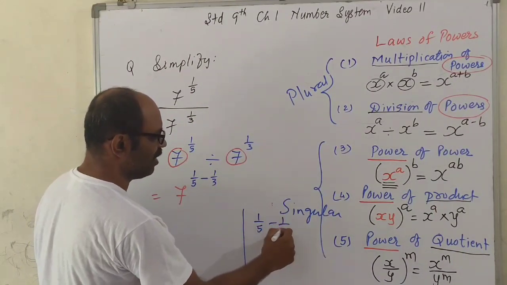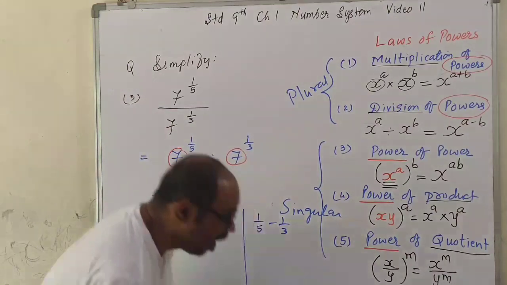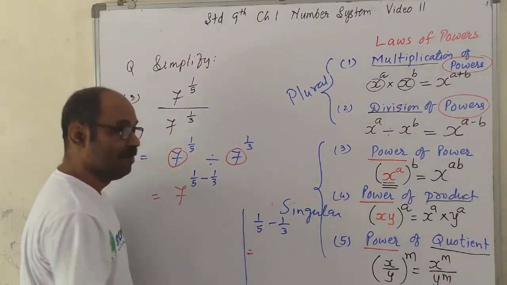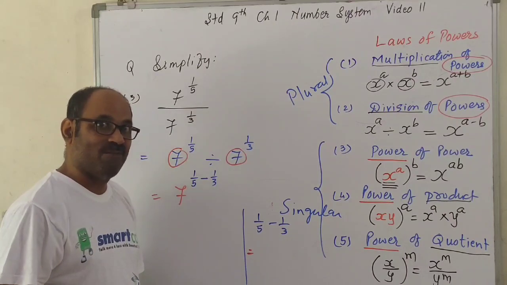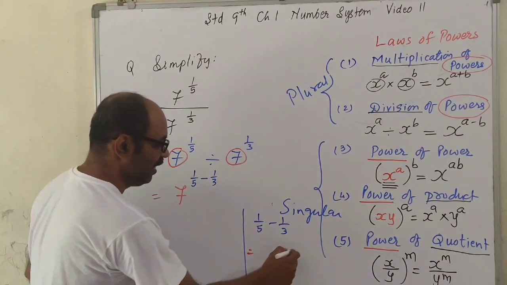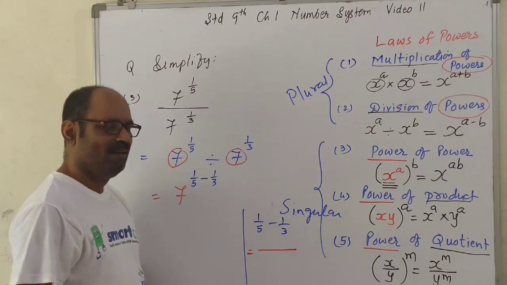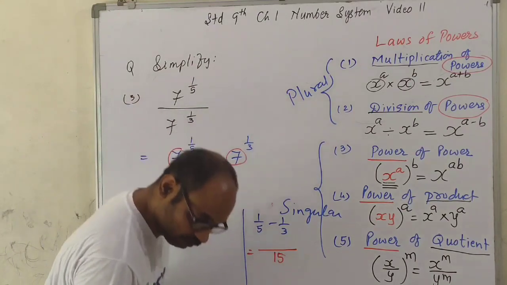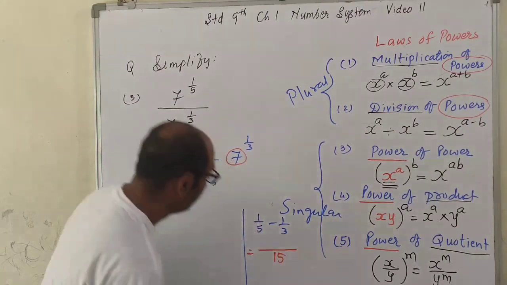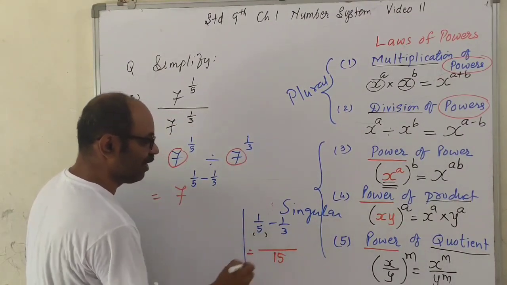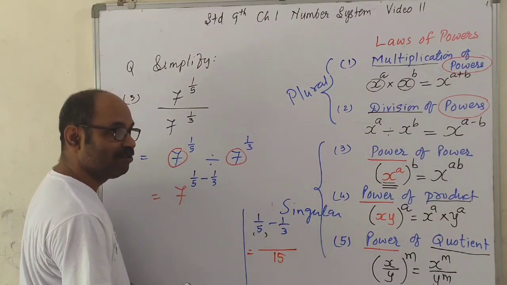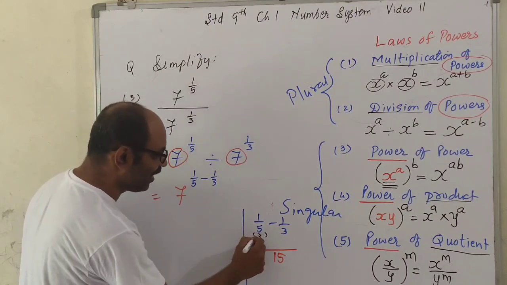1 upon 5 minus 1 upon 3. Children, this time they are not like denominators. So we'll have to make extra efforts to simplify this. Can you tell me what is the LCM of 5 and 3? Simple. 15. Correct. Now, say 5 ones are table till you get 15. 5 ones are 5, 5 twos are 10, 5 threes are 15.